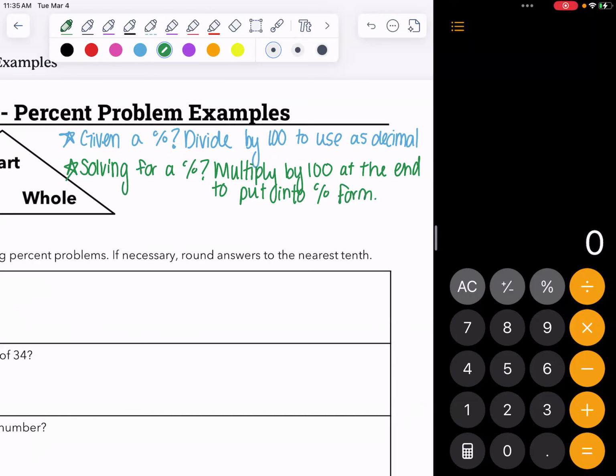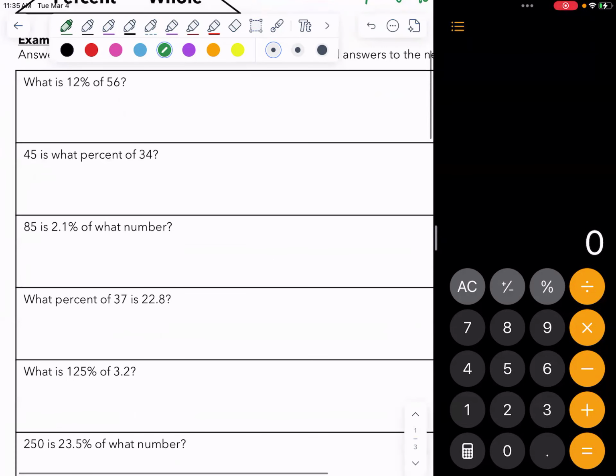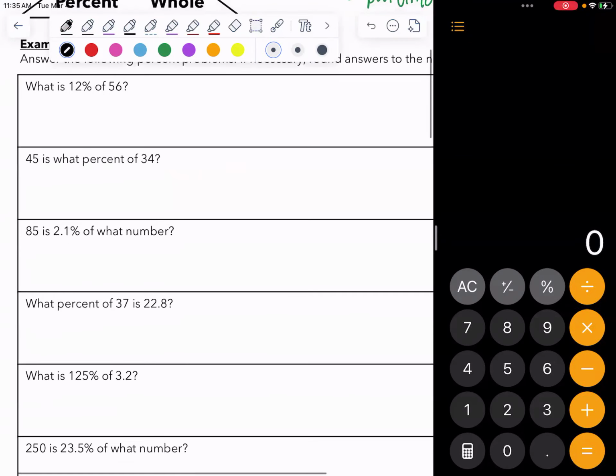All right. So let's go at it. Let's do a few examples here. I'm just going to cover up this whole thing. I'm going to draw my own triangle. Maybe I won't draw it as a triangle. The part, the percent, I guess I'll put percent here, percent whole.